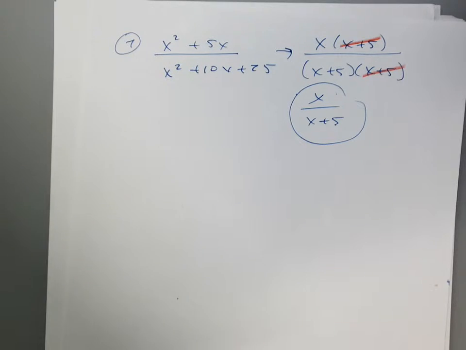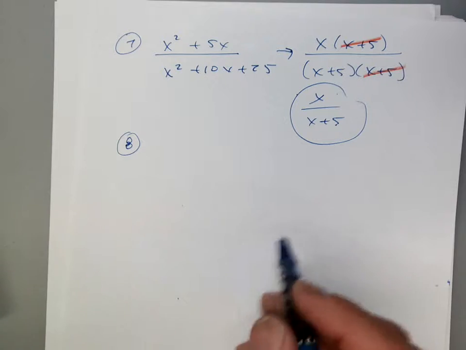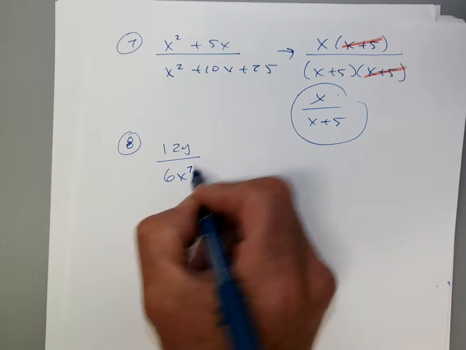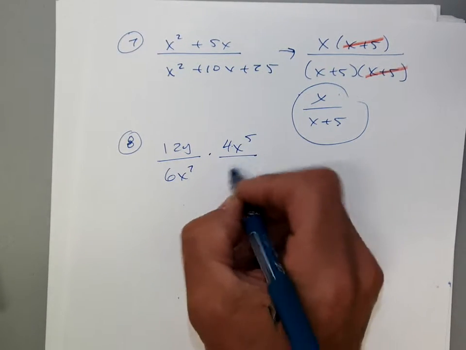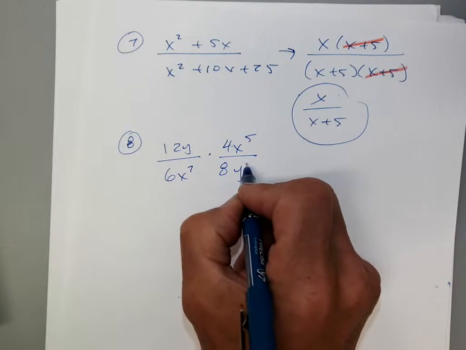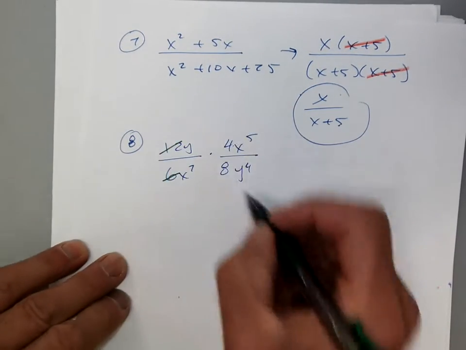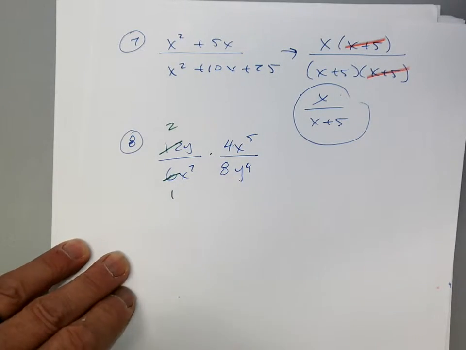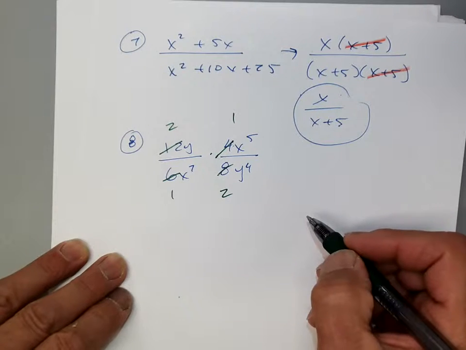All right, number 8. If I get going too fast, please say slow down, Mr. Davies. Number 8, 12y over 6x to the 7 times 4x to the 5th over 8y to the 4th. Okay, so anything on top with anything on the bottom, right? Cancel. So 12 and 6. How about a 2 and a 1, right? 4 and 8. How about a 1 and a 2, okay?